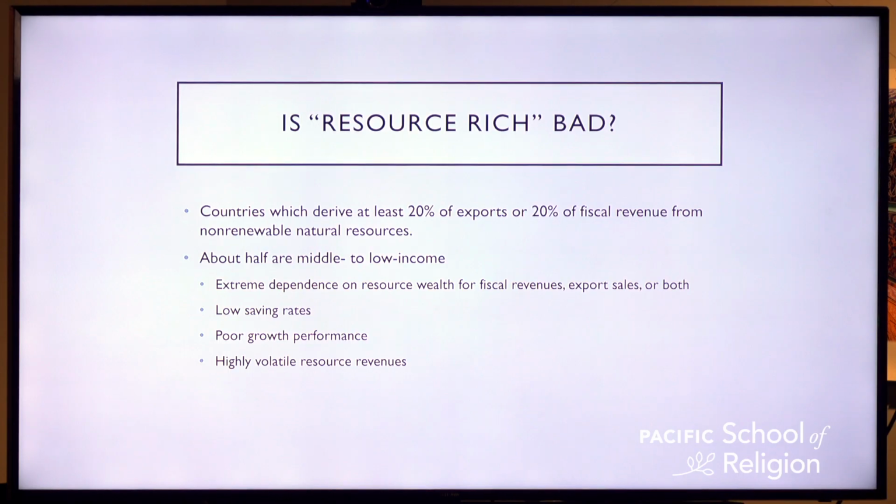So they coined this term paradox of plenty, and they define resource-rich as countries which derive at least 20% of exports, or 20% of fiscal revenue, from non-renewable natural resources. But what happens, and again, this is the paradox, is the flip side of it. About half of these countries are middle to low income, and what that means specifically is they have an extreme dependence on their resource wealth for fiscal revenues, export sales, or both, lower saving rates, poor growth performance, and a highly volatile resource revenue. So what does that mean?